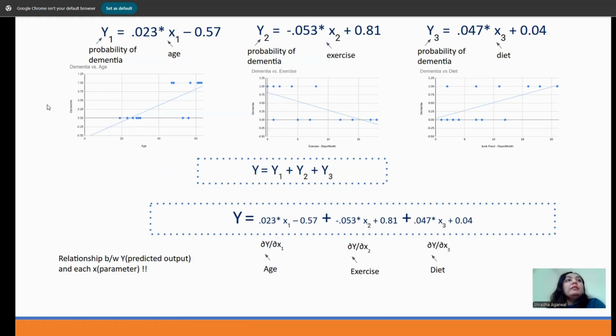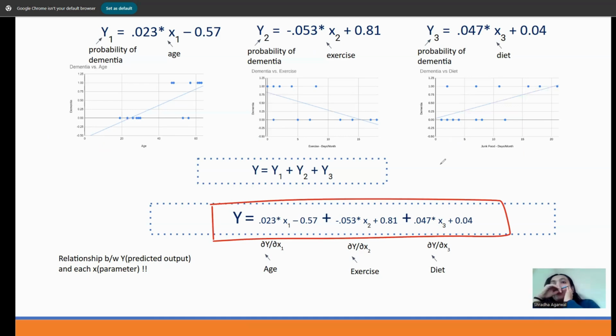So now you look on screen. Can you do this kind of thing here now? This was the equation, the final equation was like this. This is happening inside your neuron. Now, if we do del y by del x, that means how much dementia is predicted with respect to age. The answer here will be 0.023, because everything else will be constant in the equation. Now, how much is y changing with respect to x2, which is your exercise?